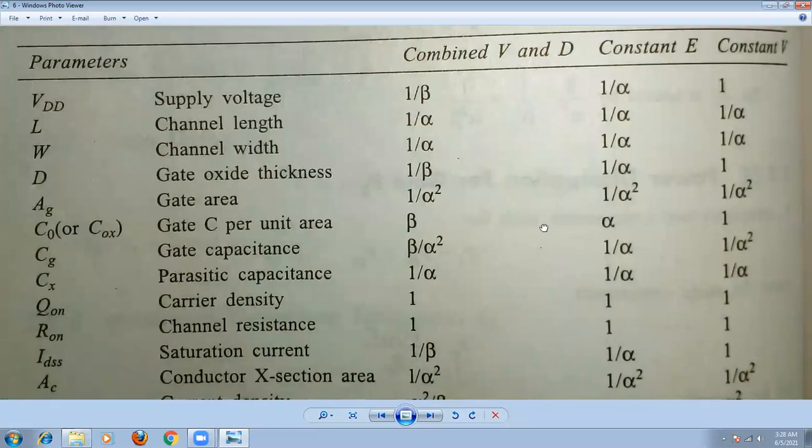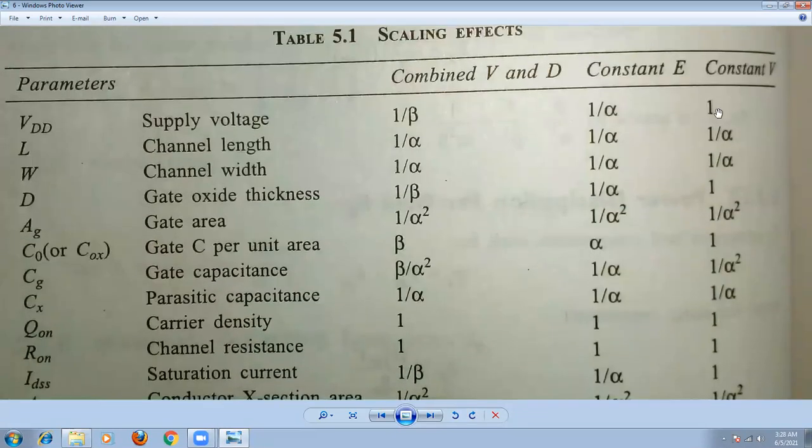Similarly, in the case of the constant V model, we are using only 1 here, but we are not going to use the combined V and VD model. We already know the combined V and VD model, so here we substitute beta equal to 1. So 1 by 1 is equal to 1. Supply voltage can be replaced by 1. 1 by alpha cubed stays as it is. Offset is 1 by beta in the combined V and D model. In the constant V model, 1 by 1 is the same, and the remaining will be the same.